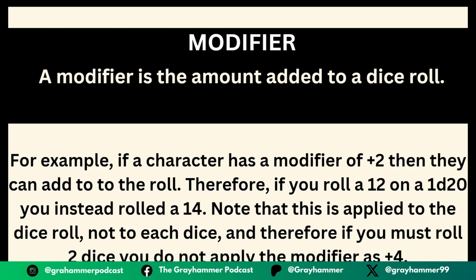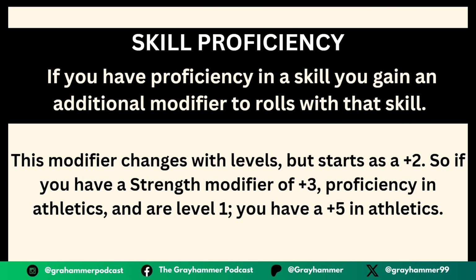Modifier. A modifier is the amount added to a dice roll. For example, if a character has a modifier of +2, then they can add 2 to the roll. Therefore, if you roll a 12 on a d20, you instead rolled a 14. This is applied to the dice roll, not to each die. If you must roll 2 dice, you do not apply the modifier as a +4. So, good to note there. Modifiers are very useful.